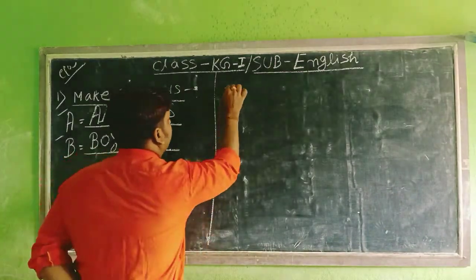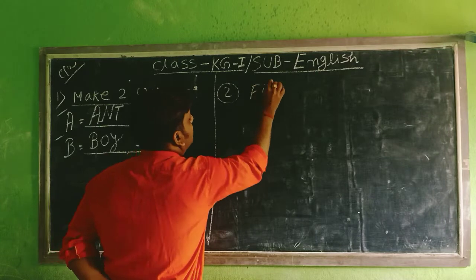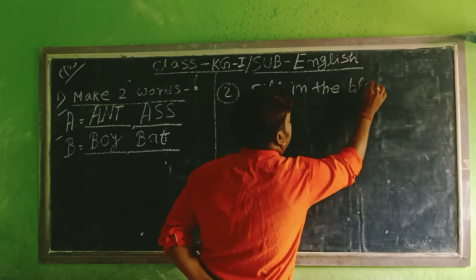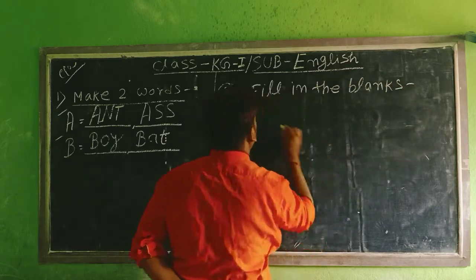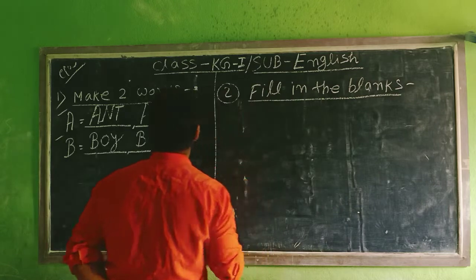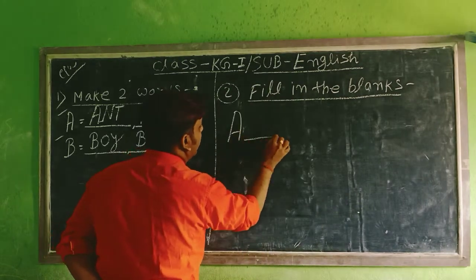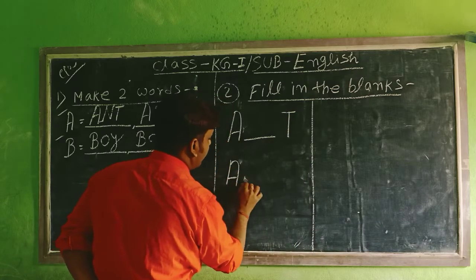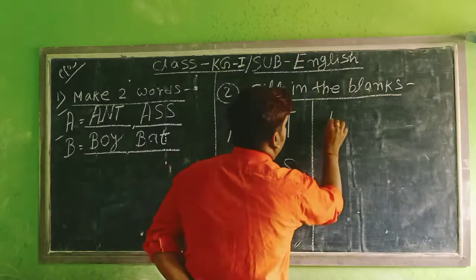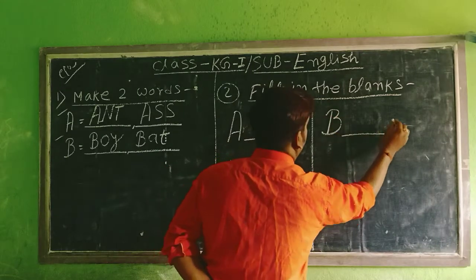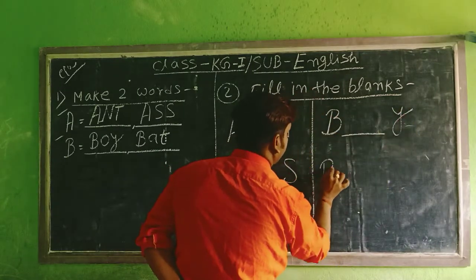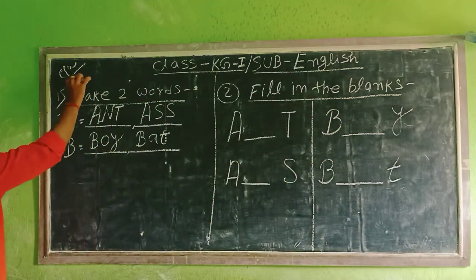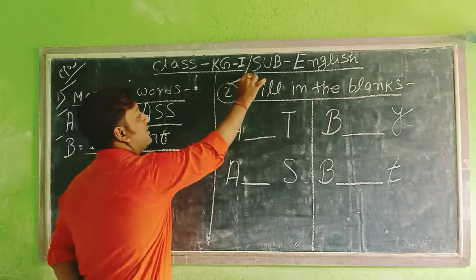Look at another side. Our second topic is fill in the blanks. Fill in the blanks. A dash T. A dash S. D dash Y. D dash T. Okay, so here is the first class for make two words, and here is the second class for fill in the blanks.